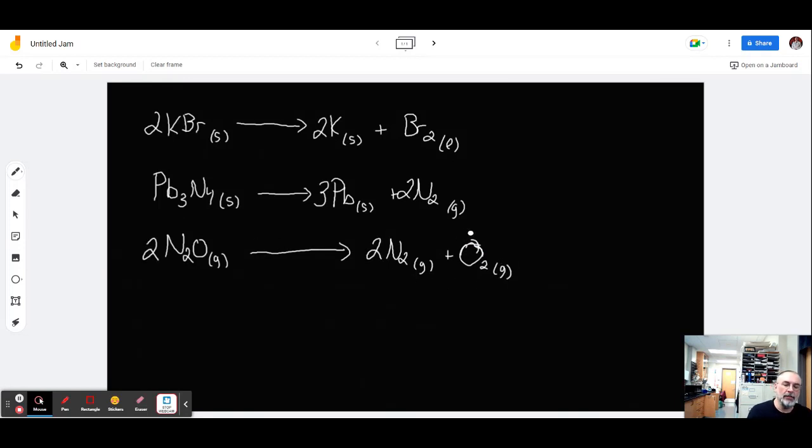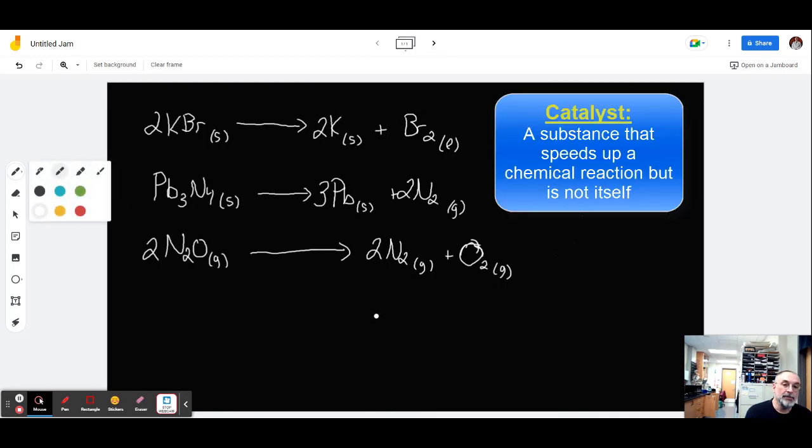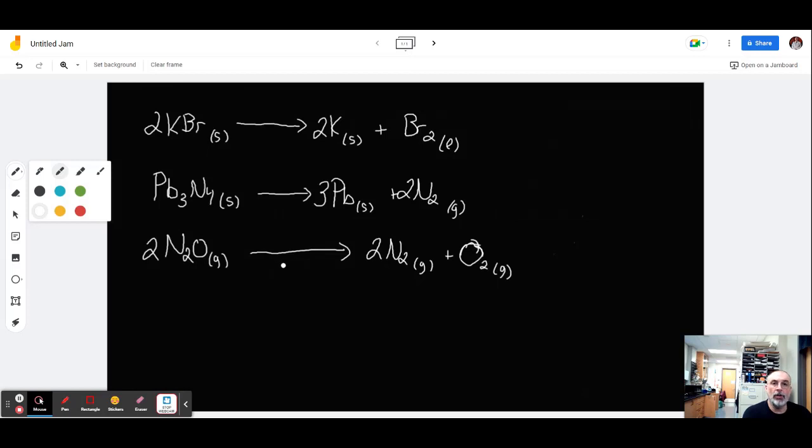But what does catalytic mean? So catalytic means we're dealing with something called a catalyst. So a catalyst is something that speeds up a chemical reaction, but isn't consumed in the process. The catalyst for this reaction is a cobalt-3 oxide powder. And the way we indicate that there's a catalyst involved is we write the formula for the catalyst or symbol for it above the arrow.